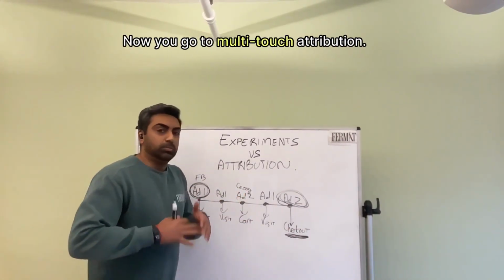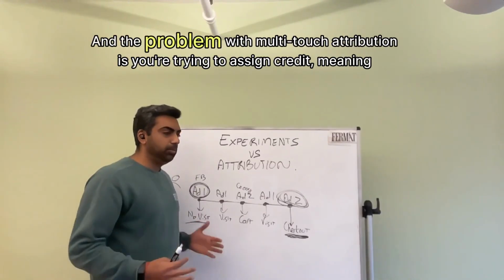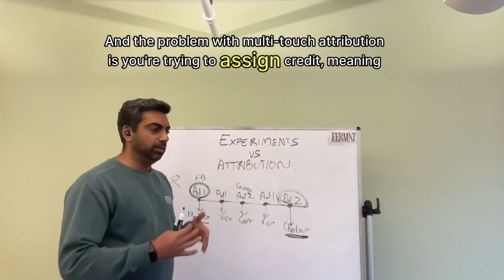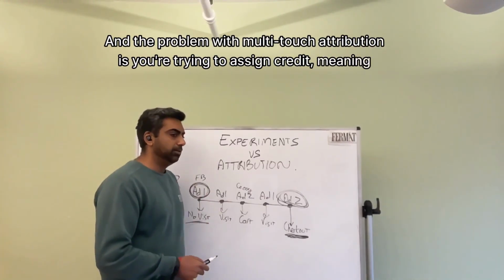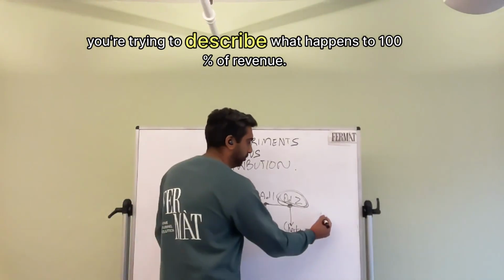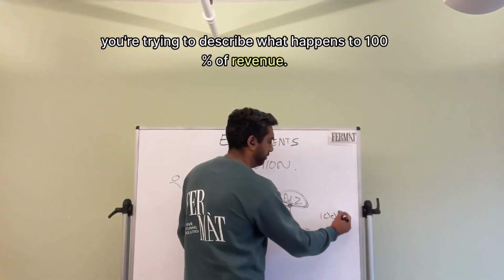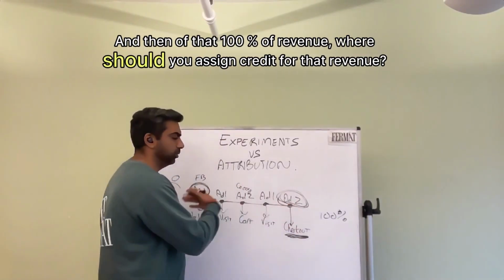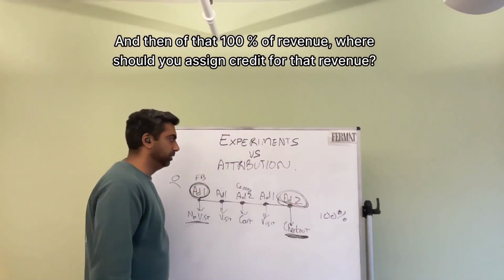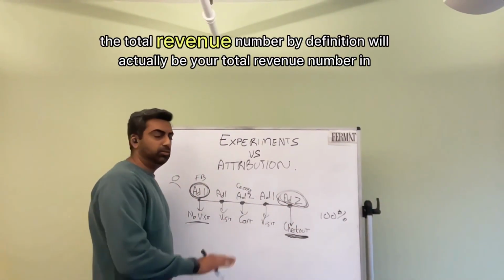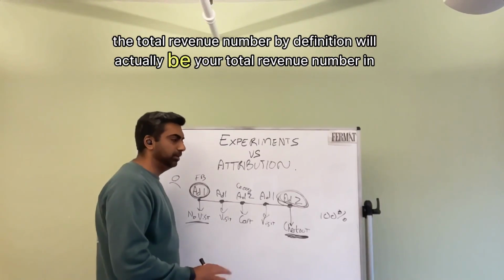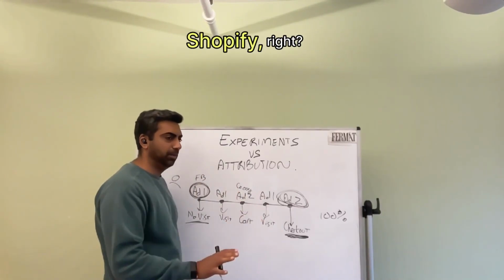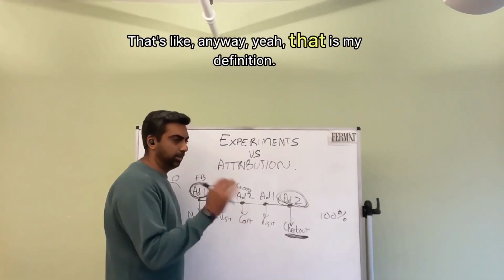Now you go to multi-touch attribution. And the problem with multi-touch attribution is you're trying to assign credit, meaning you're trying to describe what happens to 100% of revenue. And then of that 100% of revenue, where should you assign credit for that revenue? So the total revenue number by definition will actually be your total revenue number in Shopify, right? That is by definition.